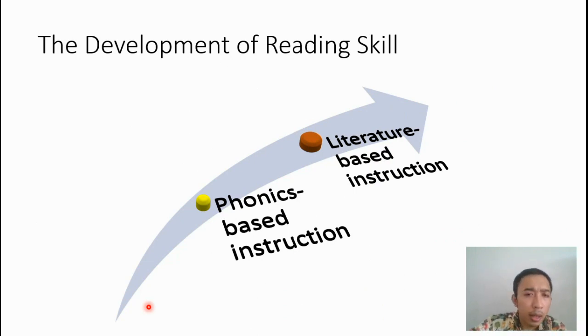First of all, we are taught by phonics-based instruction. Because we are learning the English language, the phonics here are English phonics or English phonemes. The easy example of phonics-based instruction is teaching the English phonetic alphabet, or alphabetical order. Because in English the letters are sometimes different from the sound.